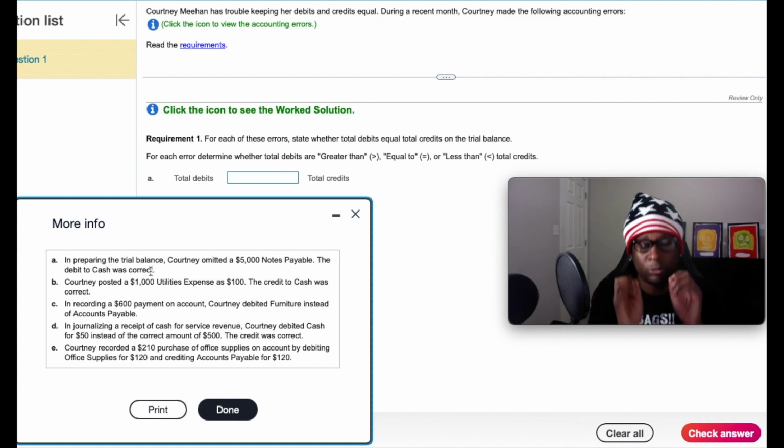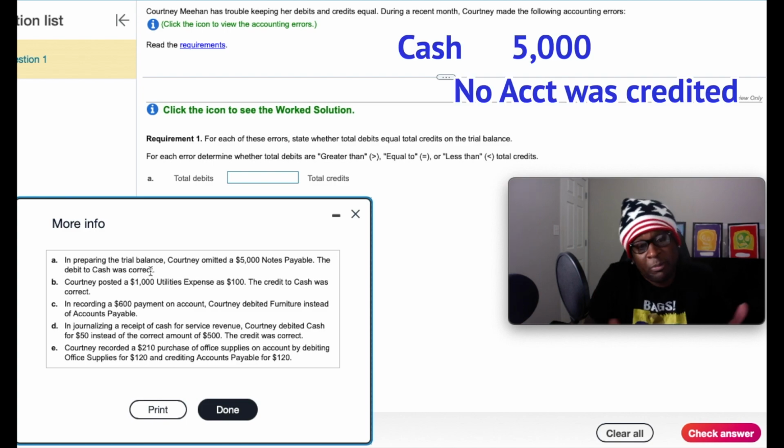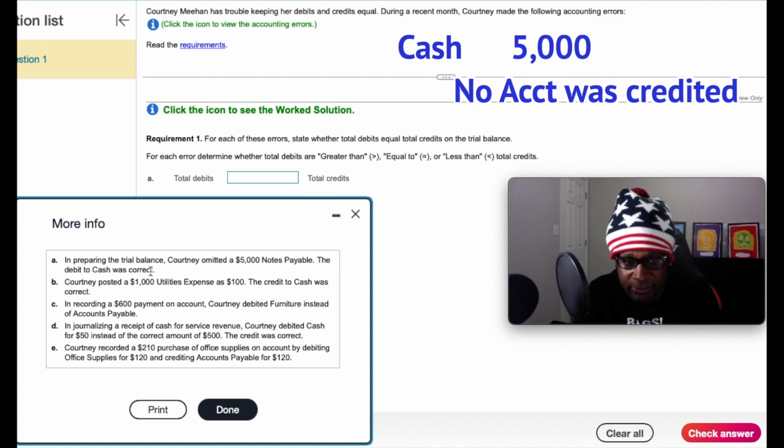Okay, gang, so let's think about this from a journal aspect, right? It's telling us that Courtney omitted the notes payable, but a debit to cash was correct. So obviously, she journalized the debit to cash, but she didn't credit the notes payable. So it's a partial journal entry. So how does that affect the trial balance currently?